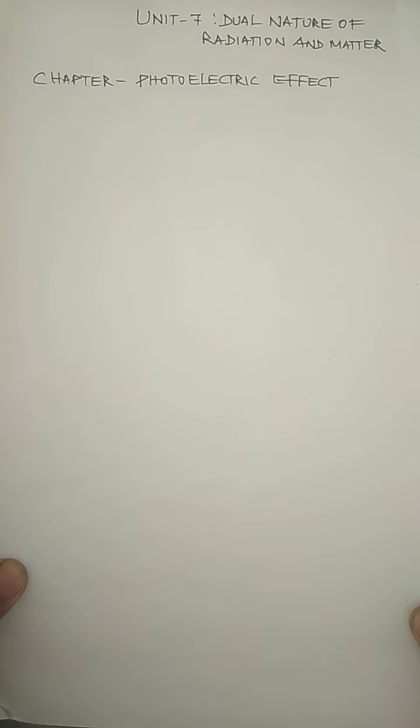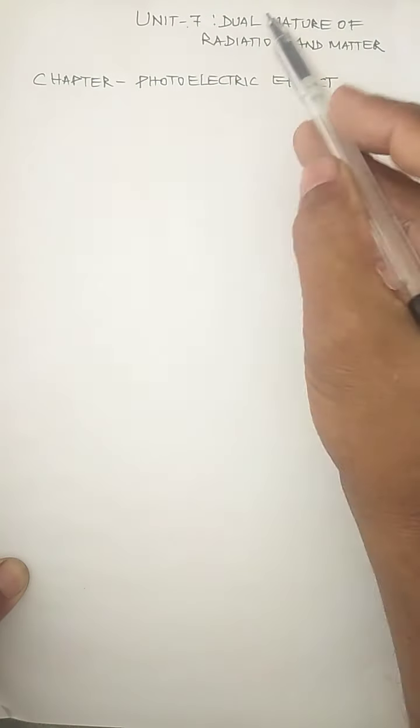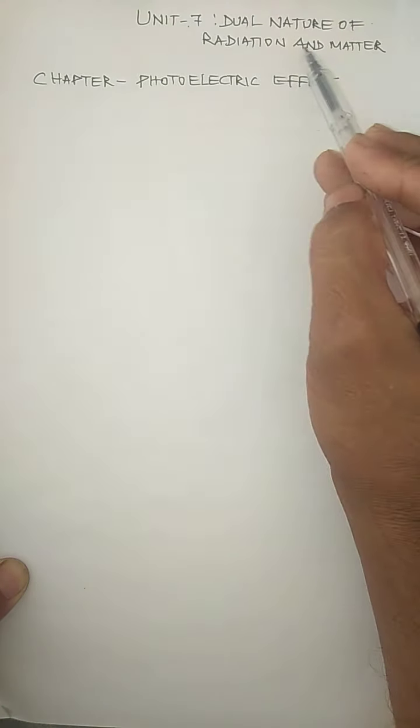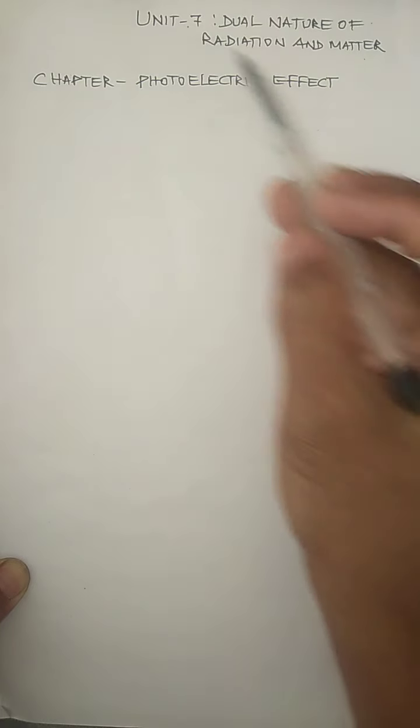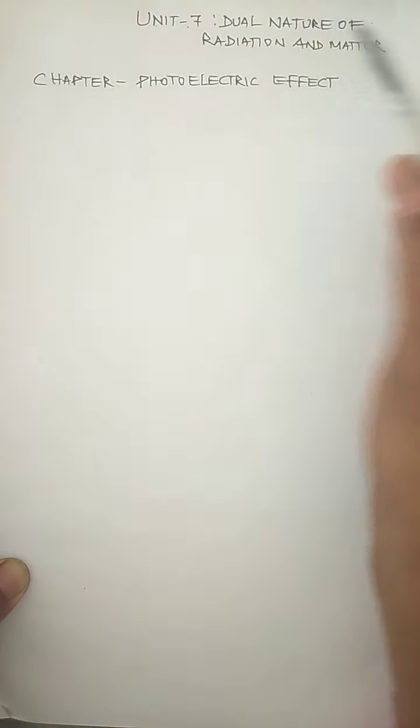Today again I welcome all of you through this mode of teaching, and the mode which you are following is called YouTube mode. And in today's class we will start a new unit, and this is for semester 2 examination, and the unit is unit number 7, dual nature of radiation and matter. A very important unit, dual nature of radiation and matter.